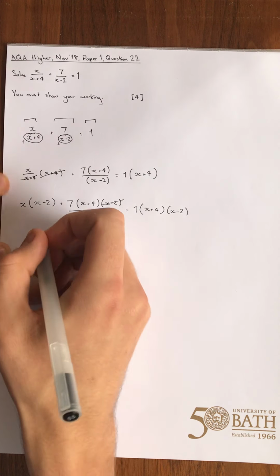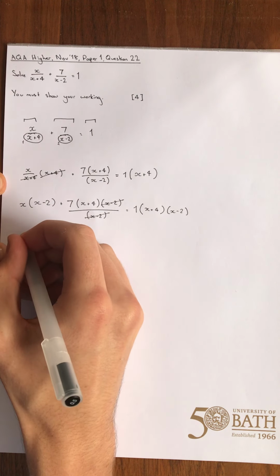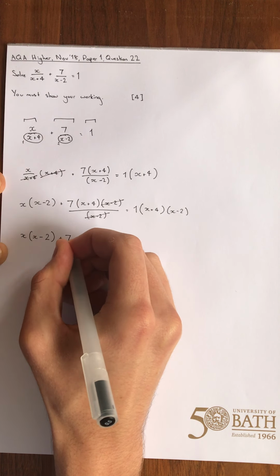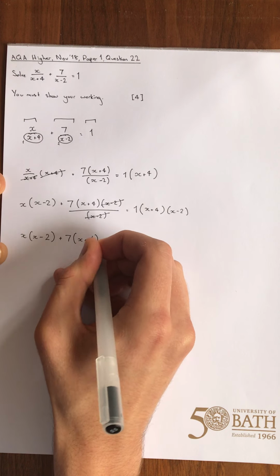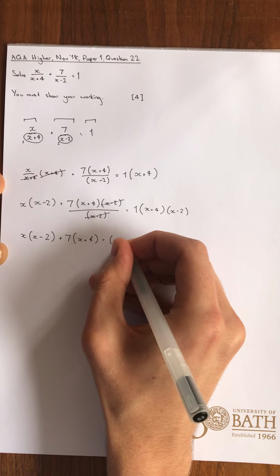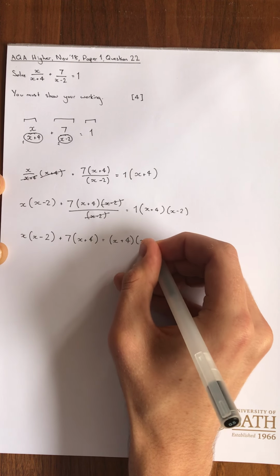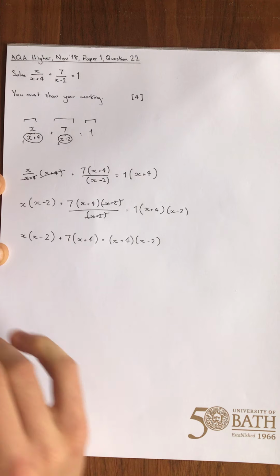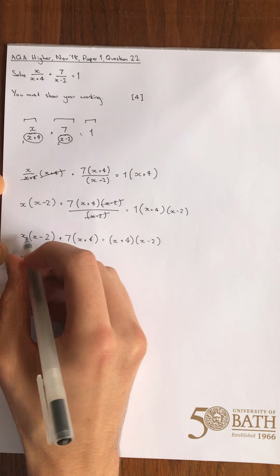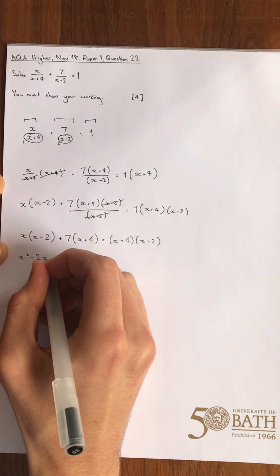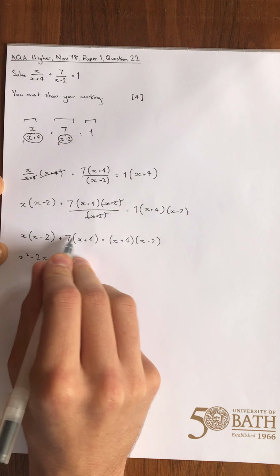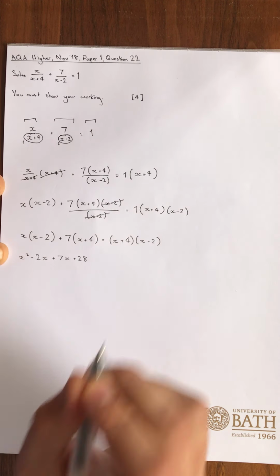So let's remove all the denominators here because they've all been cancelled out now. So we have x times x minus 2 plus 7 times x plus 4 equals, the 1 here, it doesn't matter, this is algebraically the same as x plus 4 times x minus 2. So let's expand this now. So x times x is x squared. x times minus 2 is minus 2x. 7 times x is plus 7x. 7 times 4 is 28.